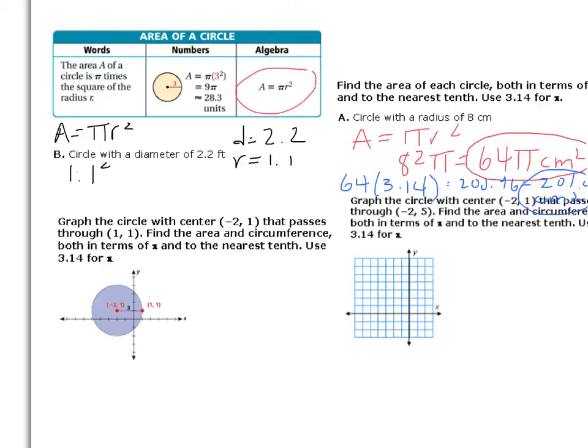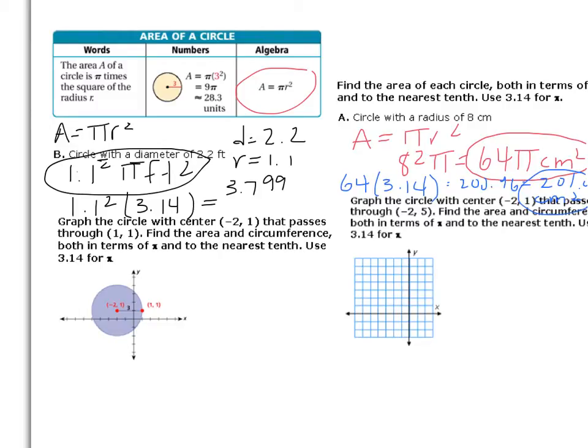1.1 squared times pi, and that's going to be feet squared. And then you're going to do 1.1 squared times 3.14, and that is going to give us 3.7994, which when you round to 1 decimal point is going to be 3.8 feet squared. Okay? And we're going to scoot down here.